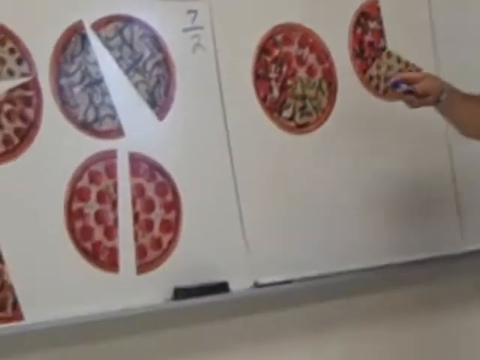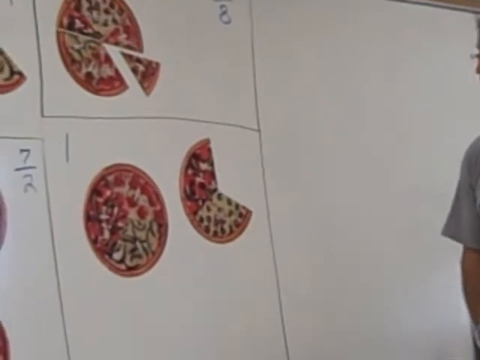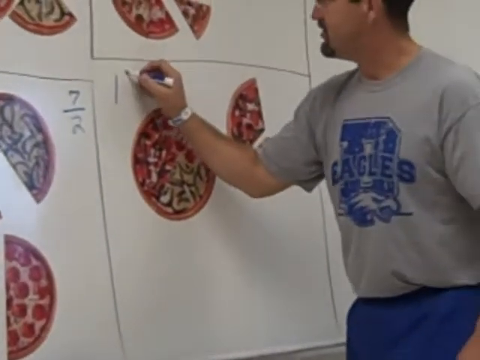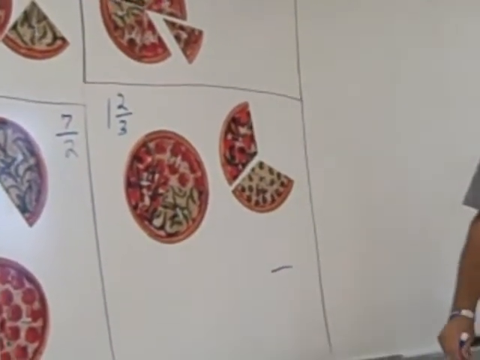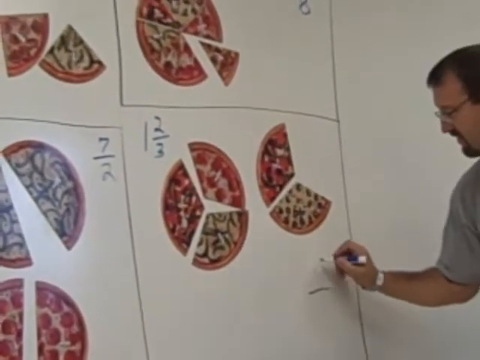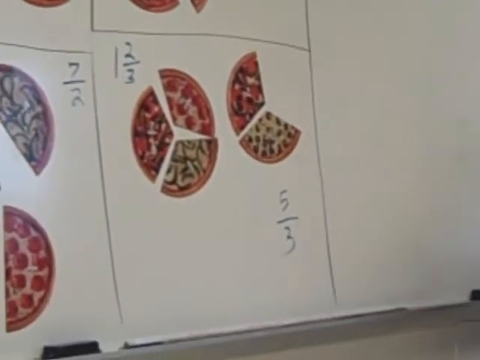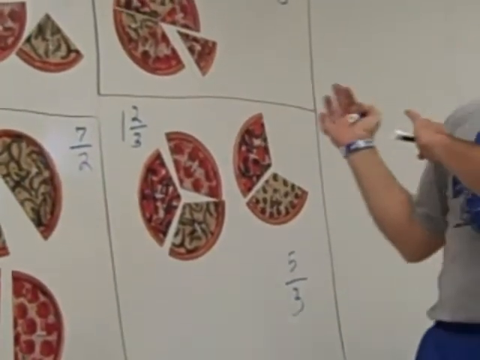What's this guy right here? 1 and 2/3. Okay? Well, I want it as a fraction. Improper. How many thirdsies? 5 thirdsies. 5/3. Is that improper? All right. I think we see the picture now, don't we?